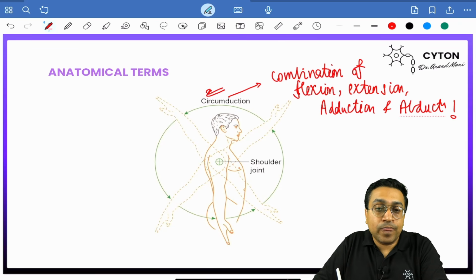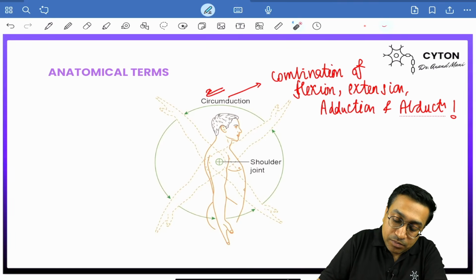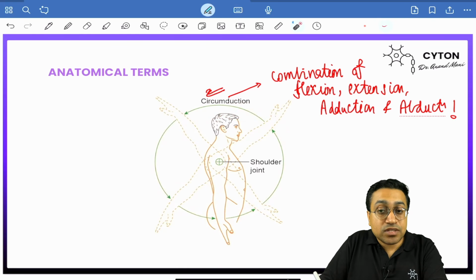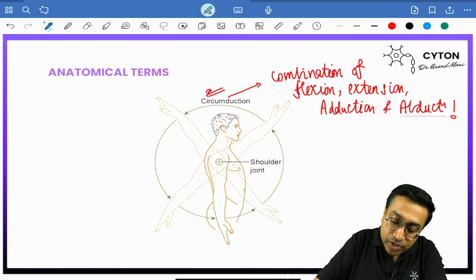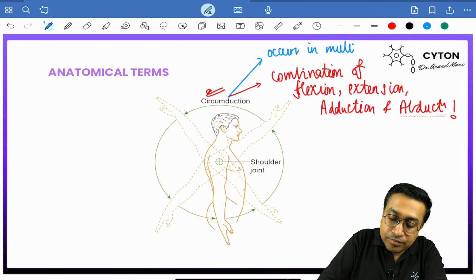So the joint which forms the apex of the cone, which you can see here in this image, like a cone around which the movements are happening. So this circumduction is not possible on all joints. It is only possible in the multi-axial or biaxial joints. The type of joints we will read later in detail. Occurs in multi-axial or biaxial joints.